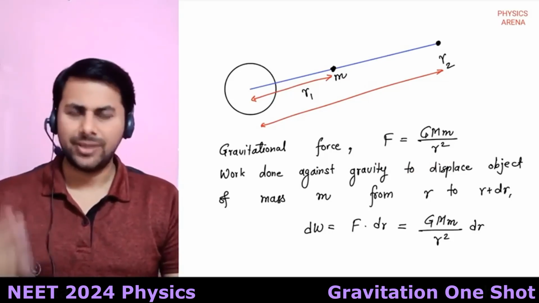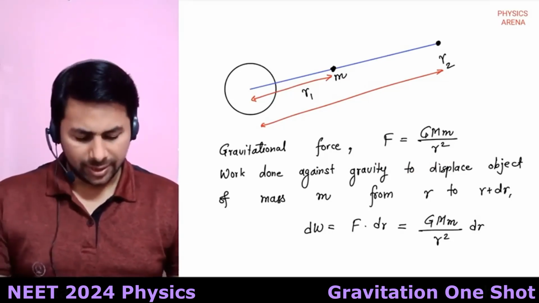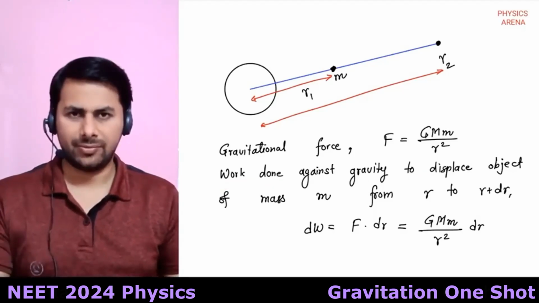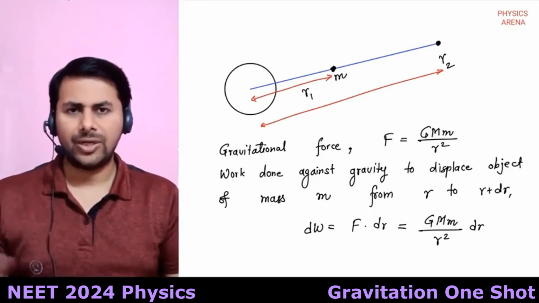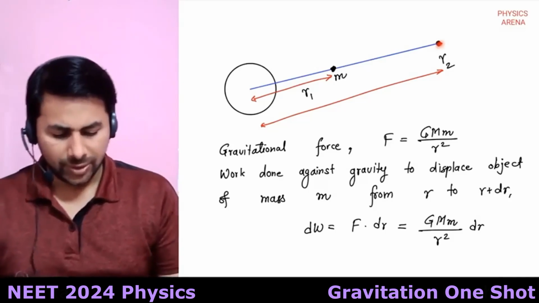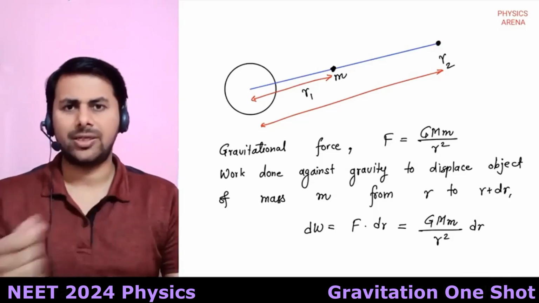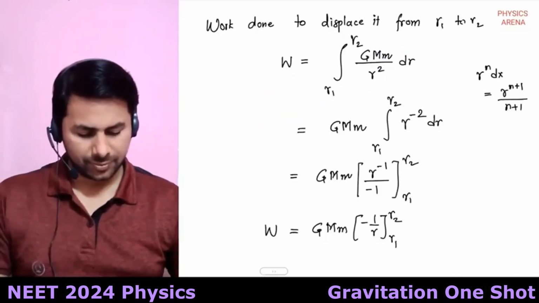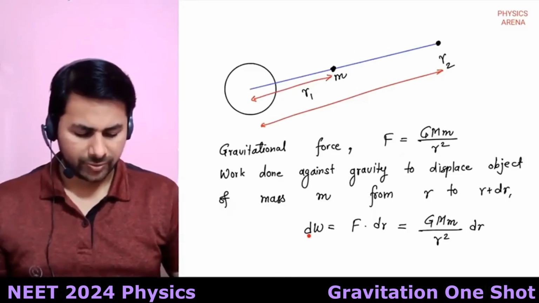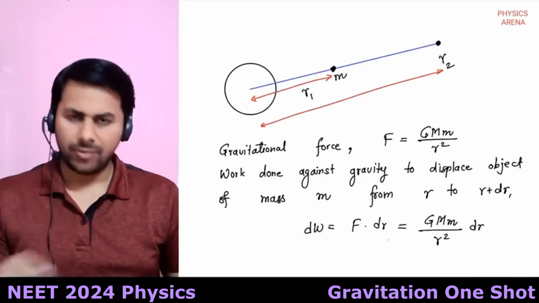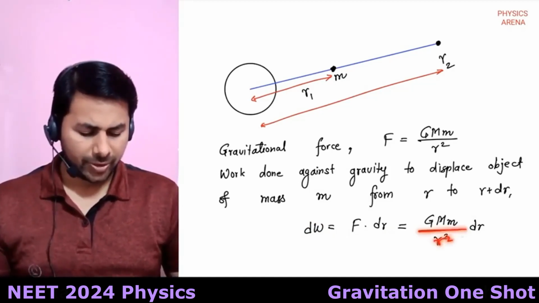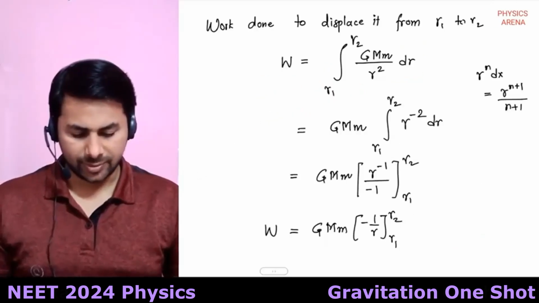Acceleration due to gravity is equal to what? GM upon r square. And therefore now we'll find the work done against gravity to displace an object, and then we'll define potential energy in that way. So let's suppose you have an object which is at infinity and you bring it to distance r. And then you find this work done. So what is the work done in displacing an object by distance dr? It will be F dot dr, which is GMm upon r square multiplied by dr, right?